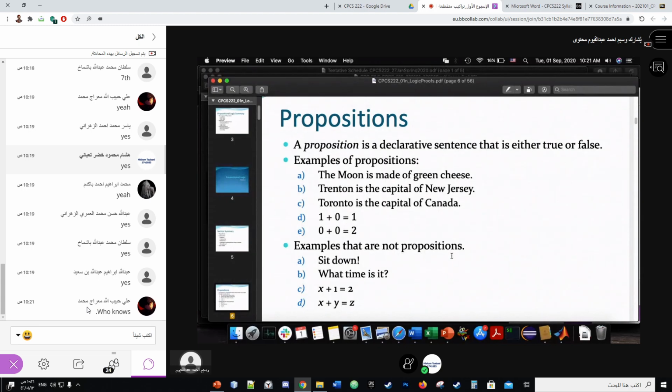Some things that are not propositions: sit down. It's a statement, it's an order, it's a command. It does not have a true or a false value. Or, what time is it? It's not a proposition because there's no true or false value to it. x plus 1 equal to 2. Is that a proposition? x plus 1 equal to 2.